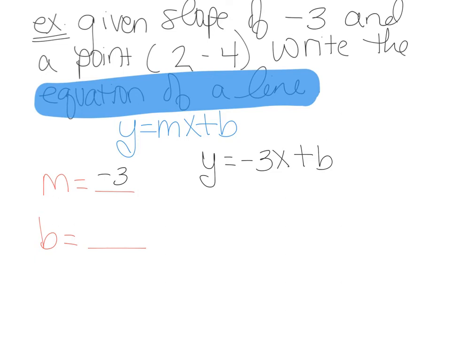So what am I going to do to find b? Because that's my end goal. I'm going to take my ordered pair. I'm going to plug 2 in for x because that's my x spot.